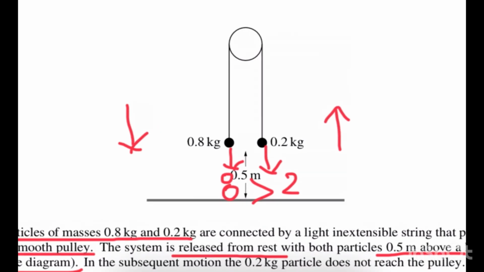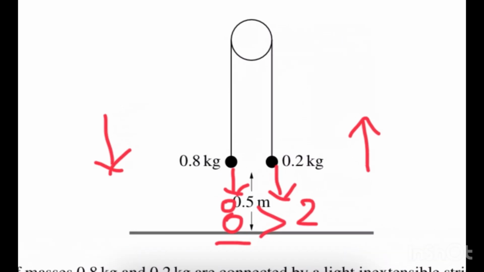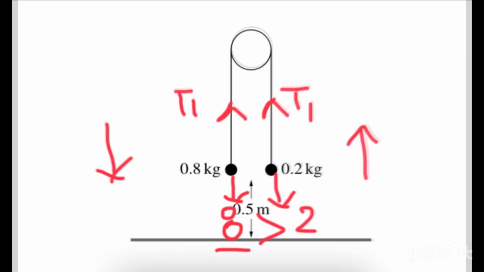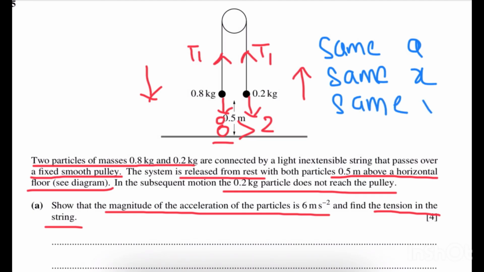Now what will be the direction of the tension? So for this 0.8 kg particle, the tension will be upwards in this direction, and as for this 0.2 kg particle, it will also move upwards. Now since these two particles are connected by the same string, what that means is that they will have the same acceleration, same distance traveled, as well as the same speed. As long as they are connected and there is tension in the string, these three conditions will hold true.